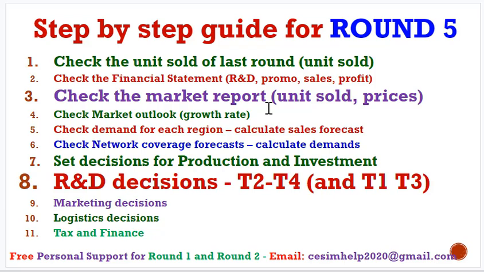From round 5 we focus on take 2 and take 4 in some region and take 1 and take 3 in the other region. Adjust the marketing decision to get better sale and better profit margin, and focus on logistic decision to distribute enough to meet each market demand, and adjust the tax and finance to get optimal profit.